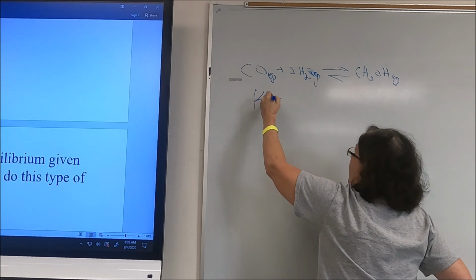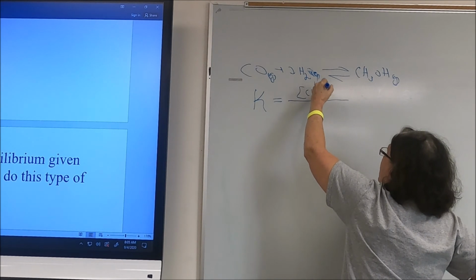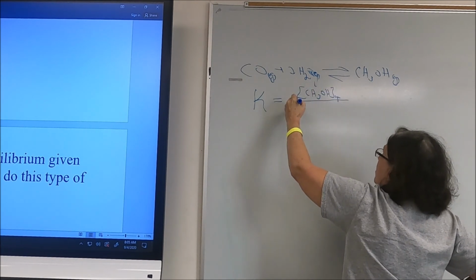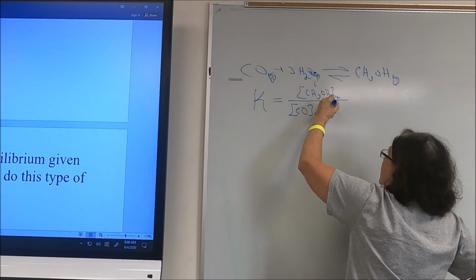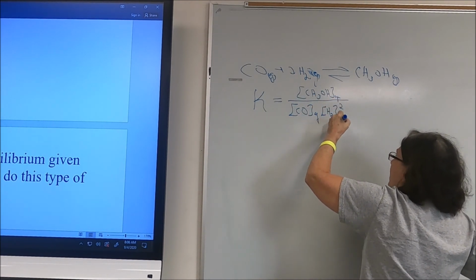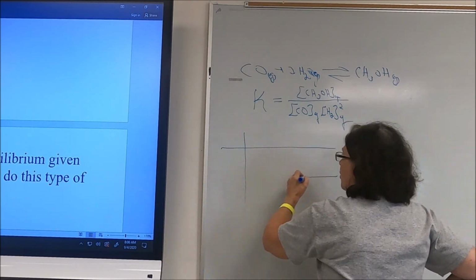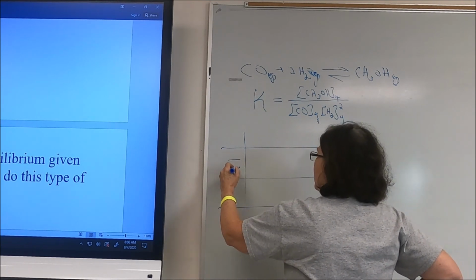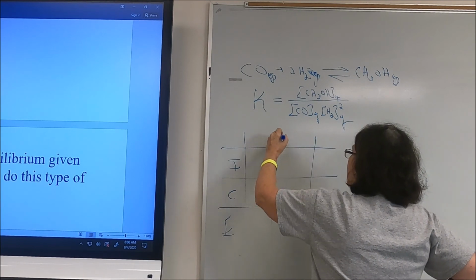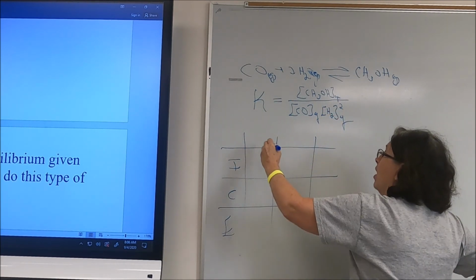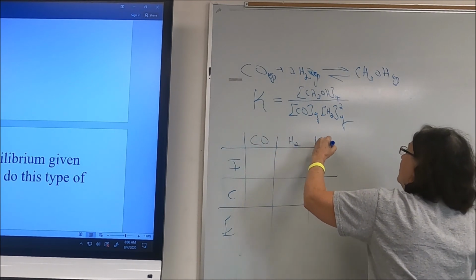Now I'm going to go ahead and write my equilibrium expression. Concentration of CH3OH at equilibrium, over the concentration of carbon monoxide at equilibrium, times the concentration of hydrogen squared at equilibrium. Okay? Now we're going to build an ICE chart. Initial, change, equilibrium. And across the top, I'm just going to list my reactants and then my products. So carbon monoxide, hydrogen, CH3OH.